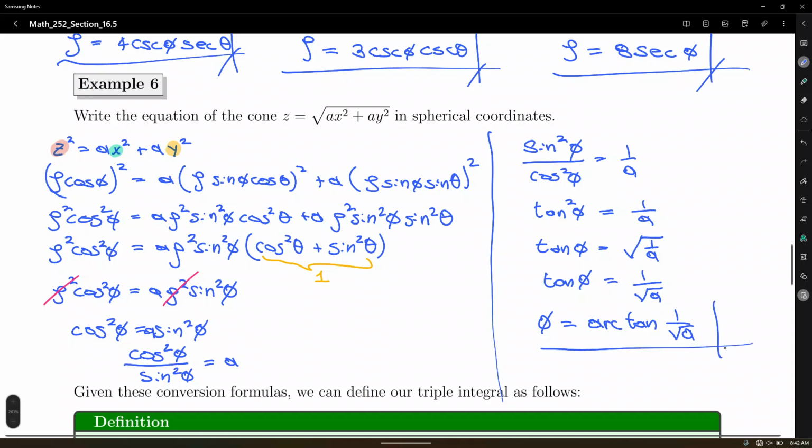Add this formula to your sheet of notes. We're going to use this formula a few times, right now in some of the exercises, and you are going to use it in the take-home quiz. And to show you an illustration of this, let's go to GeoGebra.